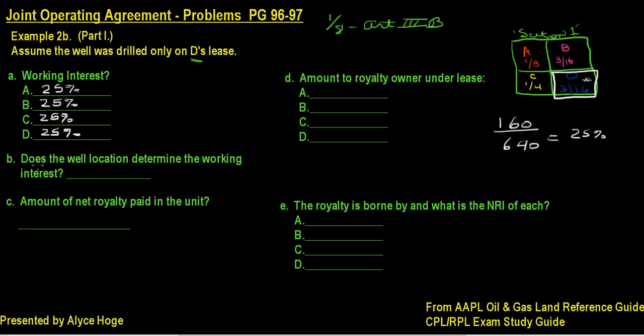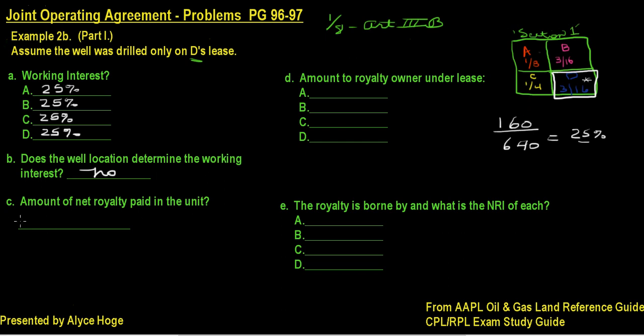Okay, and then question B is, does the well location determine the working interest? In other words, because the well is drilled on D's lease, does D have a higher working interest than the other working interest owners? And the answer is no. The working interest is determined by the contribution of leases, as spelled out on Exhibit A of the joint operating agreement. So it doesn't matter where the well is located, they're still going to share their 1/4 interest because the contract area is all of section 1.